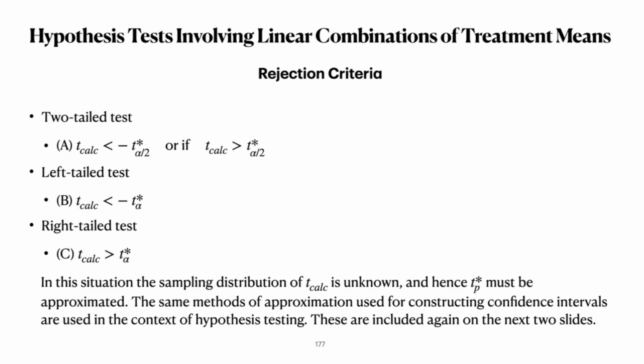All right, and so the general form for the rejection criteria will look similar to what it is for the usual t-test. But in this situation, the sampling distribution of t-calc is unknown, and therefore the critical point must be approximated. The same methods of approximation used for constructing confidence intervals are used in the context of hypothesis testing as well, and so these two approximation methods are included on the next two slides.